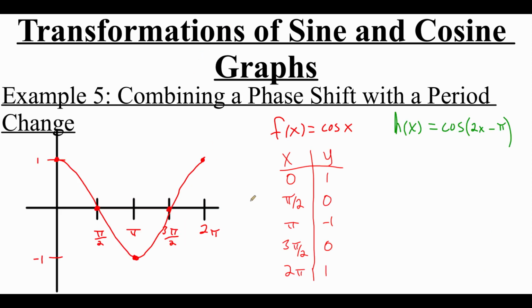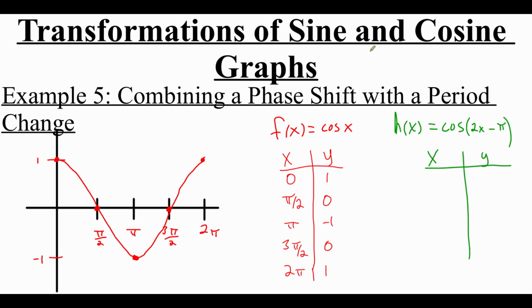Now in this example, we're going to combine a phase shift with a period change. So I've got my basic cosine function with the table and the graph drawn out already. We're going to look at the function h of x equals the cosine of 2x minus pi. So we're going to make ourselves an x and a y chart.